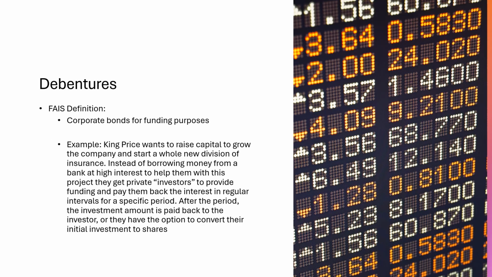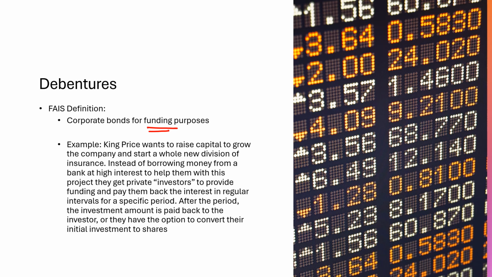Debentures. So debentures, our FAIS definition is corporate bonds for funding purposes. So funding is normally when a company either needs to grow or needs to expand and they need funds for it and they don't really want to go and get a loan from a bank. So debentures, perfect example here.